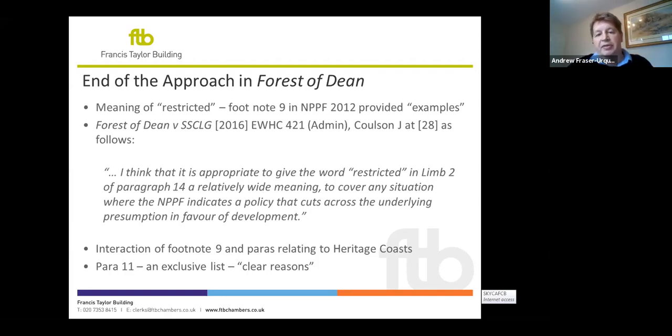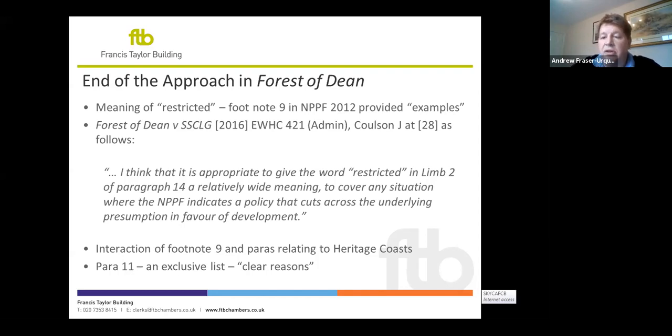Now, the language in the NPPF referring to heritage coasts was remarkably weak. The old NPPF used to say that decision makers had to have regard to the character of the undeveloped coast, particularly coasts which were heritage coasts. That's all that was said.